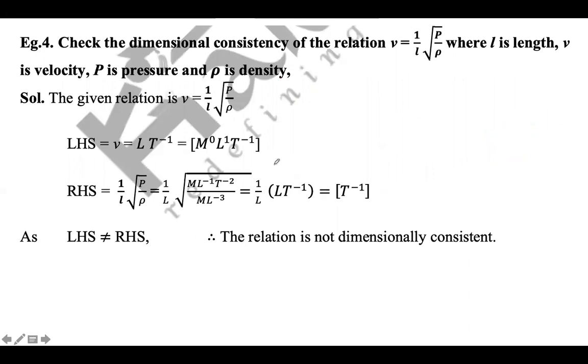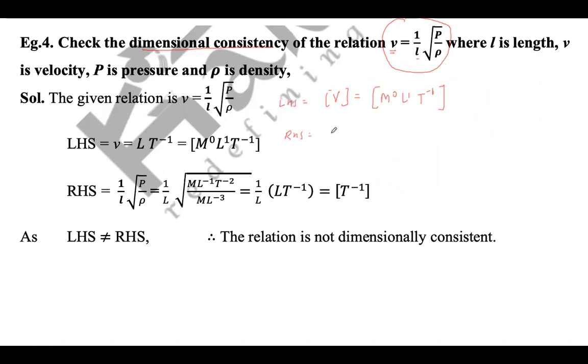उसी तरह यहाँ पे अगर डायमेंशनल कंसिस्टेंसी हम लोग को चेक करना है दो इक्वेशन का, दिस इज बेसिकली वेलोसिटी, v इज वेलोसिटी, l इज लेंथ, p इज प्रेशर एंड ρ इज डेंसिटी. तो इन दोनों साइड का डायमेंशनल कंसिस्टेंसी चेक करना है. तो वेलोसिटी का डायमेंशनल फॉर्मूला होता है m0 l1 t minus 1, राइट. तो LHS तो यही हो गया. RHS अगर हम लोग देखें, ये लेफ्ट हैंड साइड का डायमेंशन हो गया.